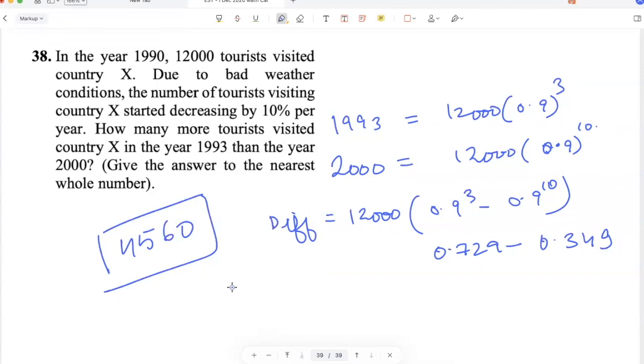Yeah, so you might get some difference here. So yeah, okay.